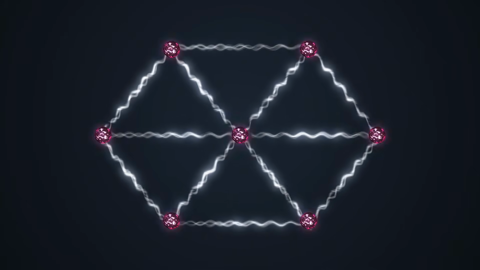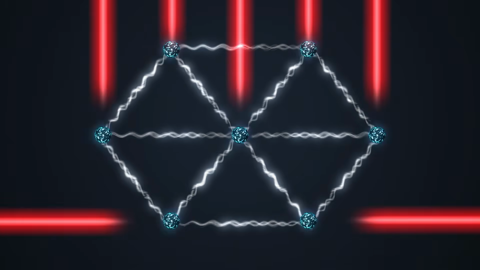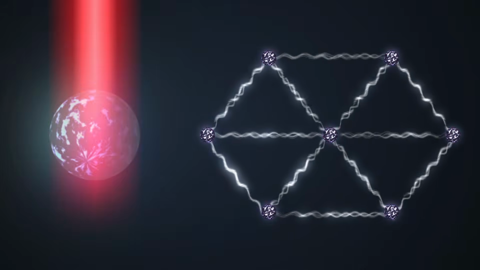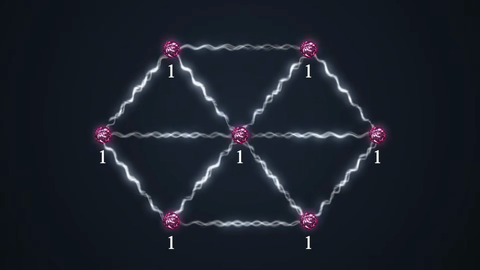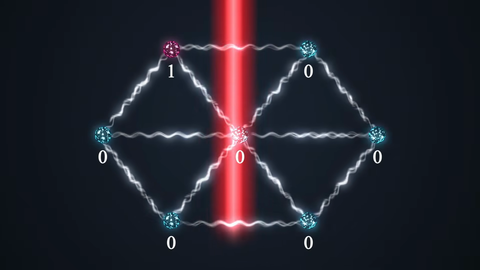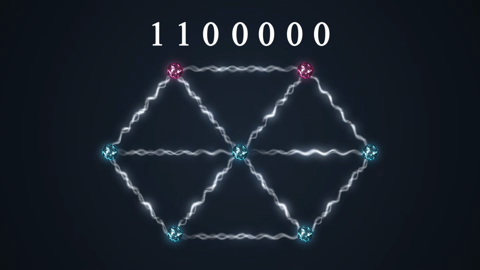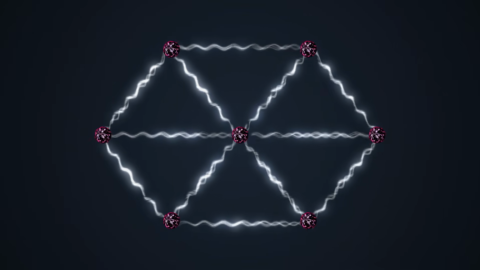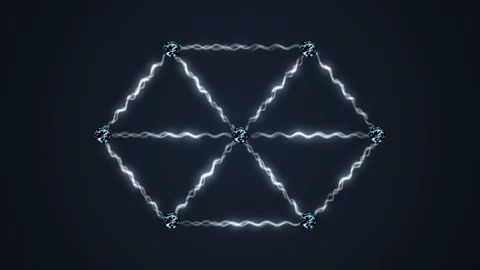Now, it's also worth noting that both the entanglement and algorithmic laser pulses are non-destructive, meaning the lasers do not collapse the qubits' superposition states. Once the calculation is completed, a final laser pulse hits each qubit, which collapses their superposition states and reads out the final answer.